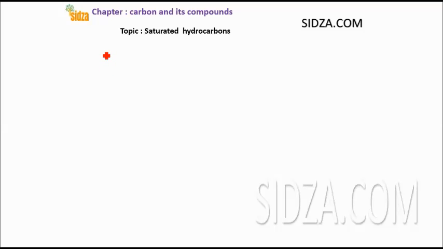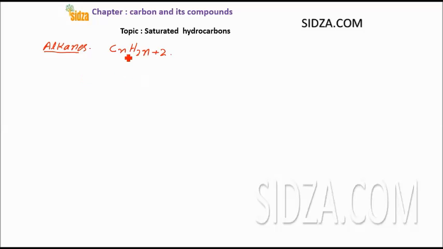Hello students, now in this lecture we will discuss the saturated hydrocarbons. Saturated hydrocarbons are also called alkanes, and the general formula of alkanes is CnH2n+2.